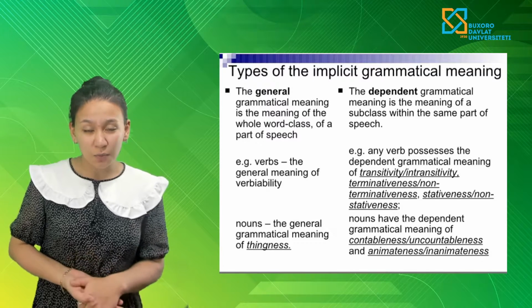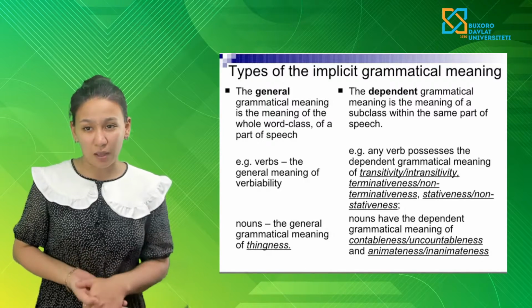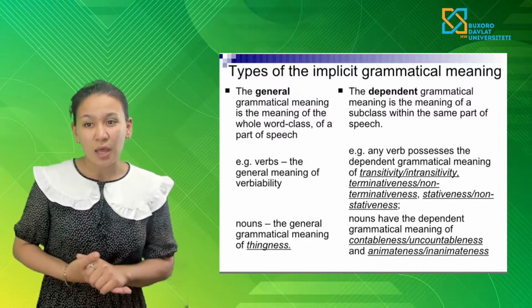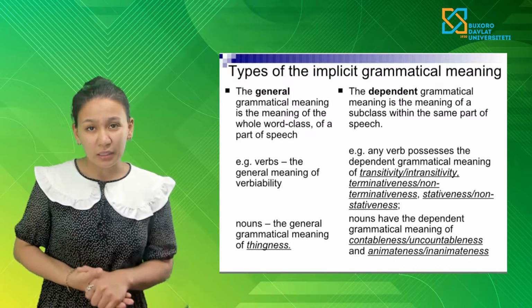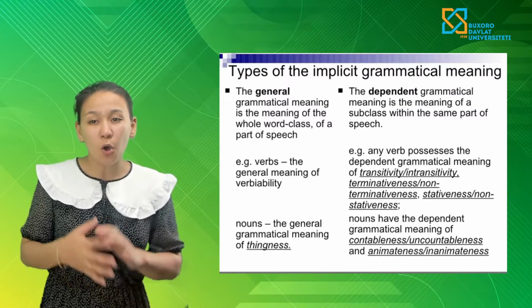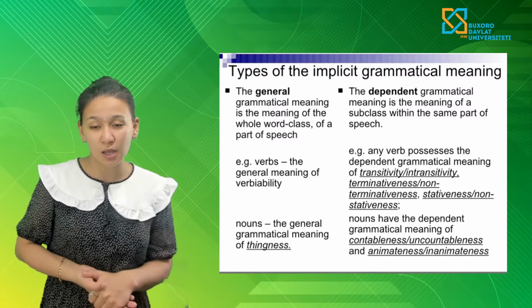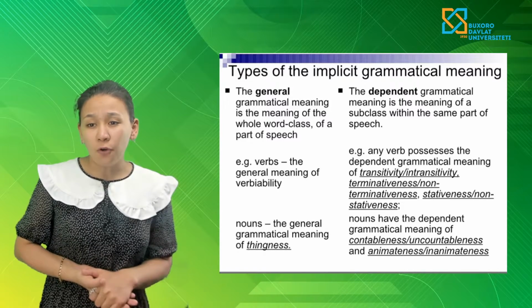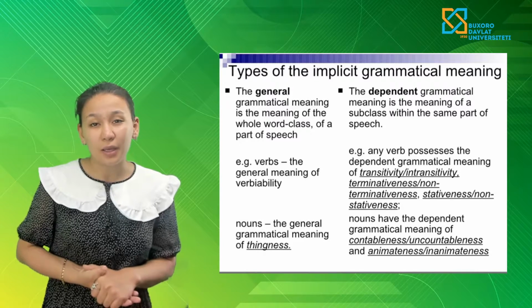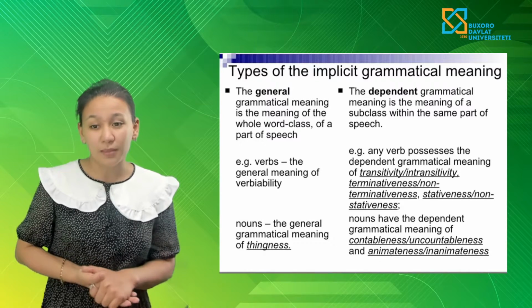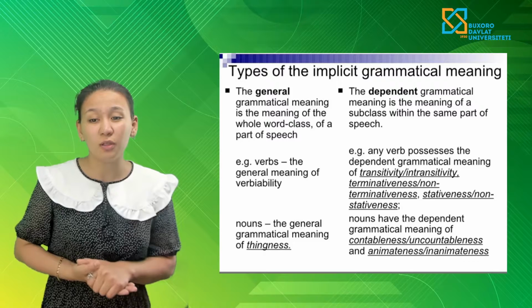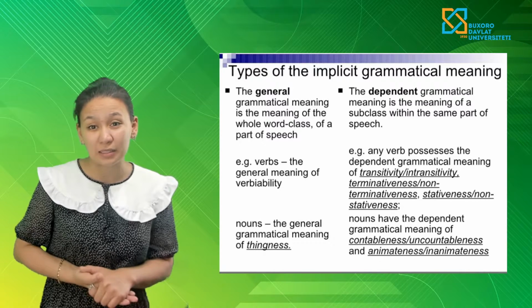There are some types of implicit grammatical meaning. General: the general grammatical meaning is the meaning of the whole word class of a part of speech. For example, verbs have the general meaning of verbality. Nouns have the general grammatical meaning of substance.